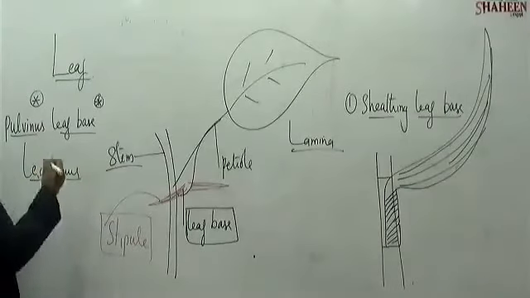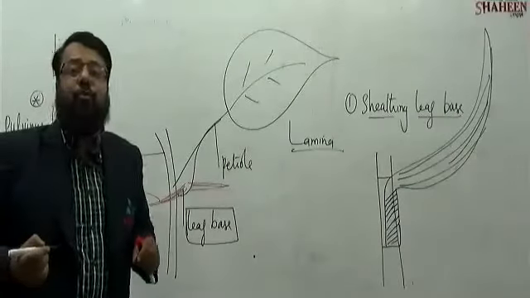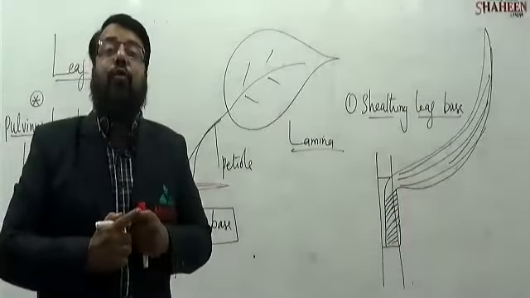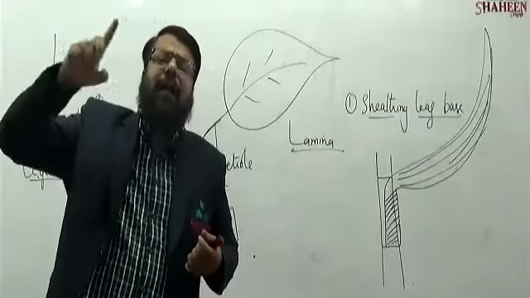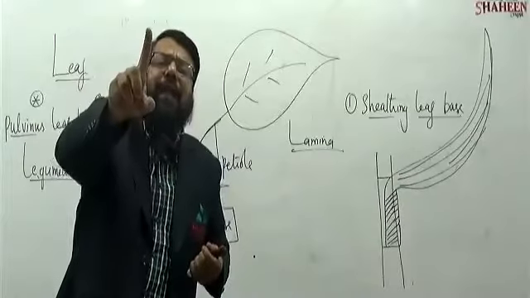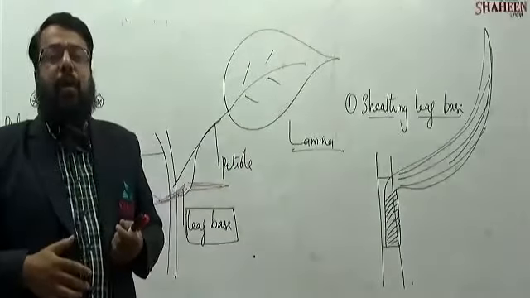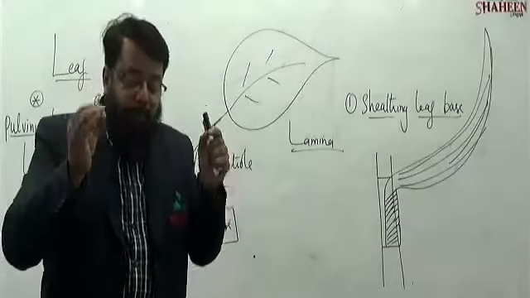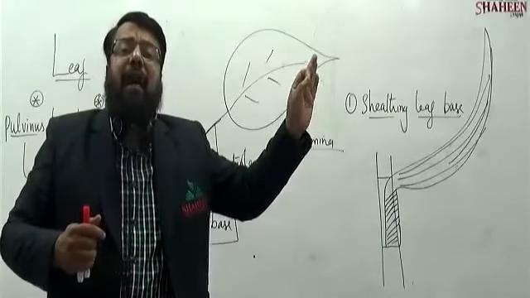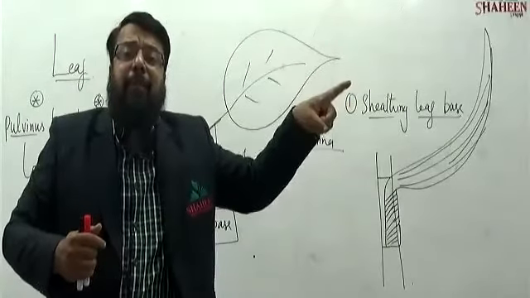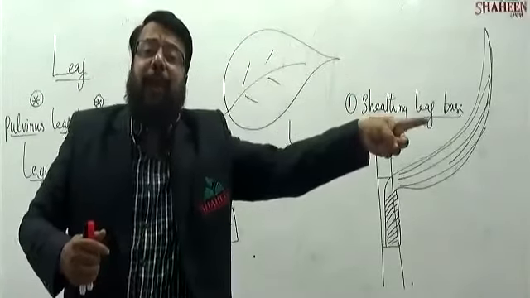Leguminous plants are the plants that produce legume fruit. You will come to know that there are different types of fruits, and one type of fruit is the legume fruit. So those plants that produce legume fruit are called leguminous plants. In these plants, another type of leaf base is observed.